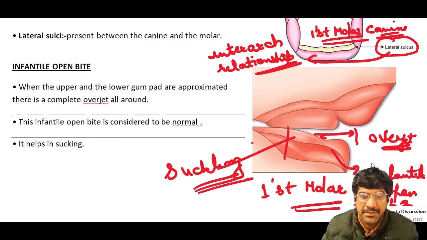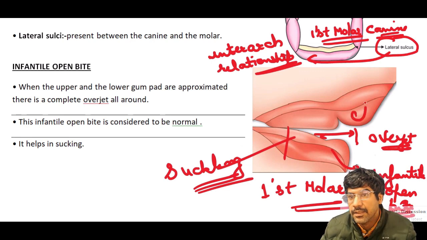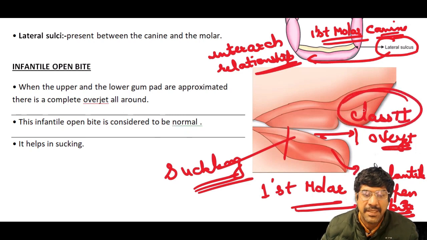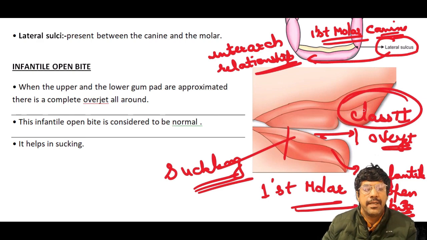Apart from that, a complete overjet is observed around the mouth. This is a normal characteristic during this stage of development. A class 2 pattern is evident, with the maxillary gum pad being more prominent than the mandibular gum pad.